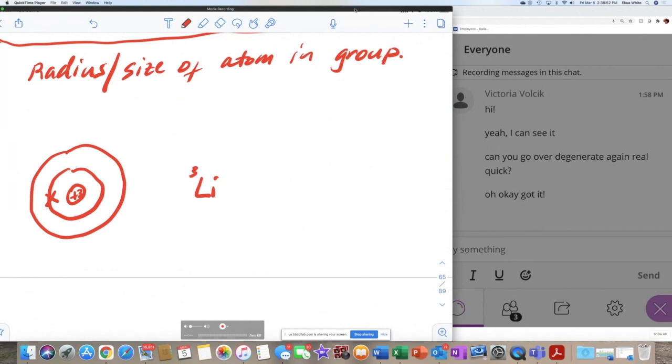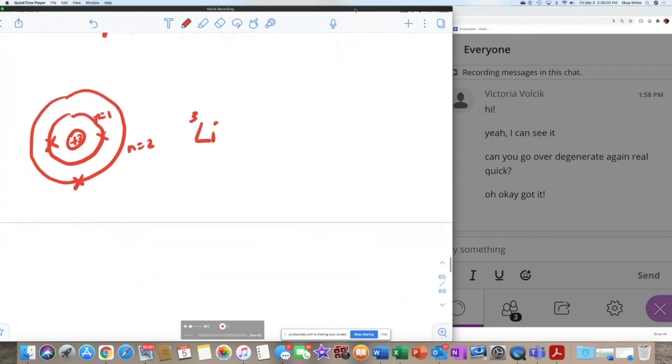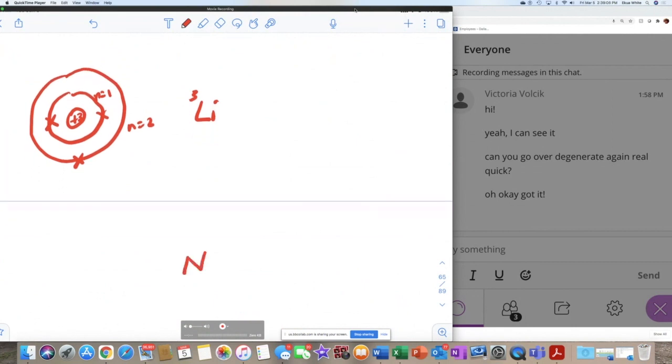Okay, it has 2 electrons here on energy level 1. Energy level 2, it has 1 electron. Let me put it on the bottom here. This is lithium. The next one is sodium.